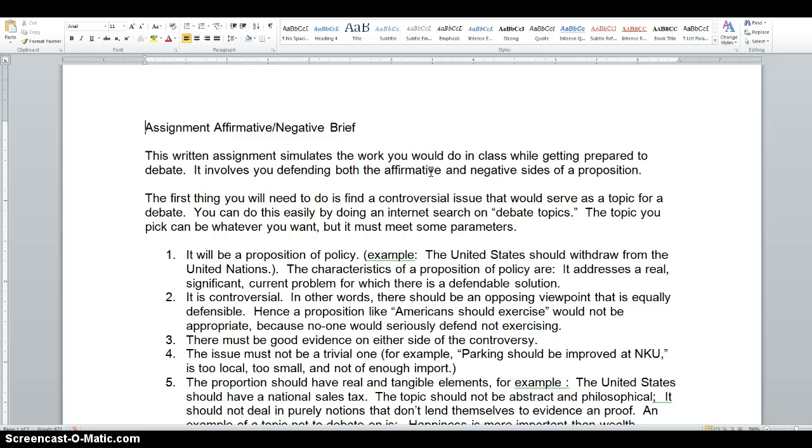Now, the way I've done this, it's very straightforward. It should be really not difficult to do, and since you'll be picking the topic, it should be something that you're interested in, so there'll be no difficulty in your deciding how you want to approach it. Okay, so you'll notice it says that the first thing you will need to do is find a controversial issue that would serve as a debate topic, and you can do this by an internet search.